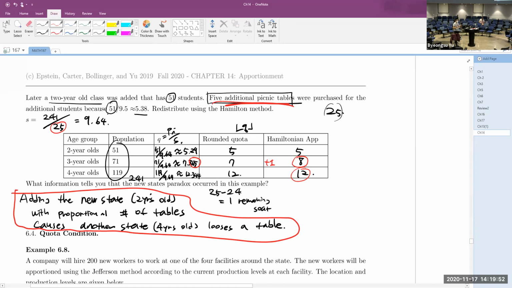Right? Okay, do you have any question on this example? Good.